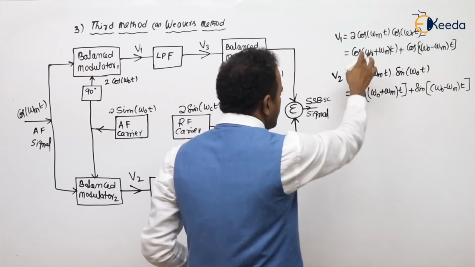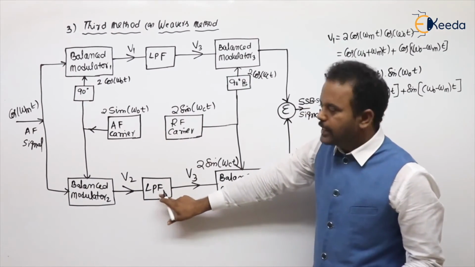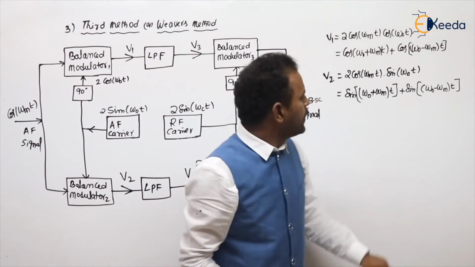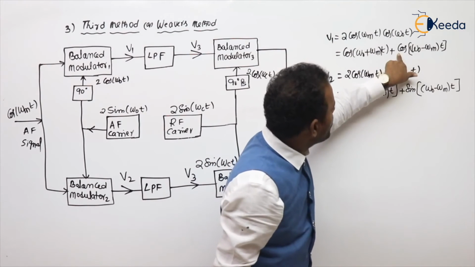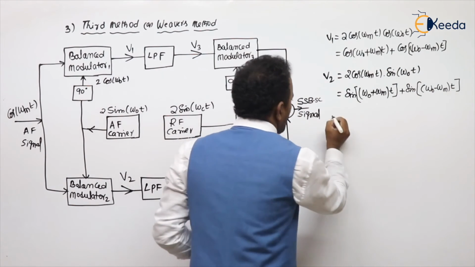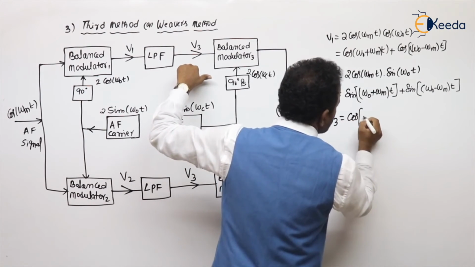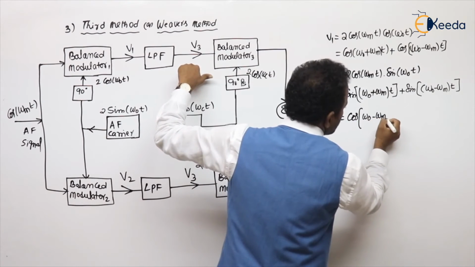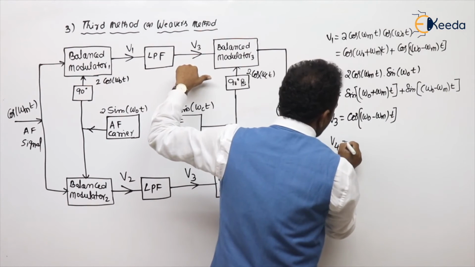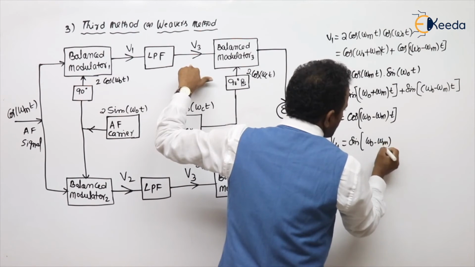Now, these are given to where, students? These are given to low pass filters, designed in such a manner that they allow only the low component. So in these two, what is the low component? This one. So the V3 value which is coming here is nothing but cos(omega naught minus omega m)t. And what is V4, student? Sin(omega naught minus omega m)t.